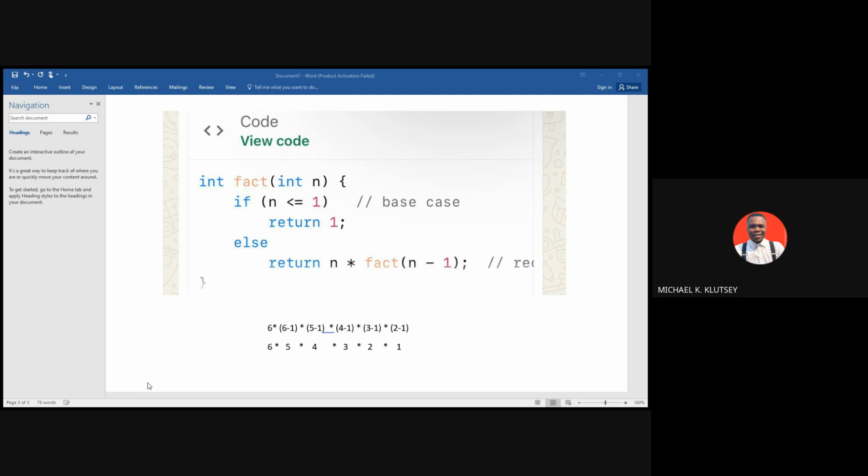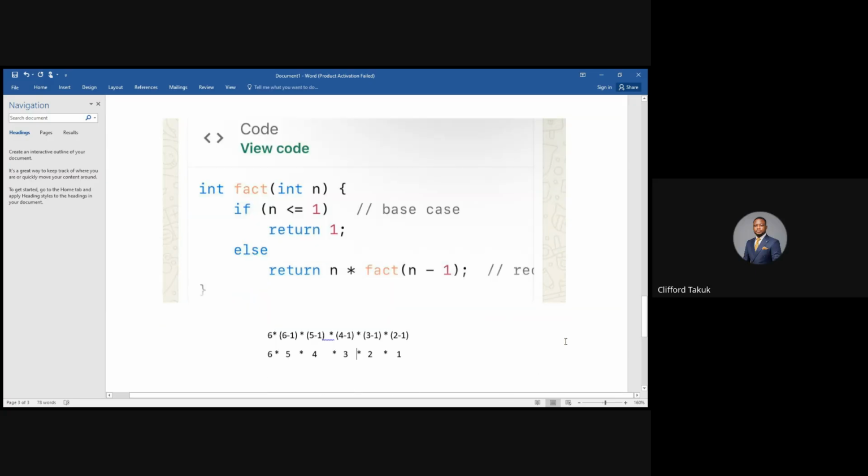Clifford, yes. I was asking that the format that is appearing on the screen right now, is it the same format the question would take in the exam?